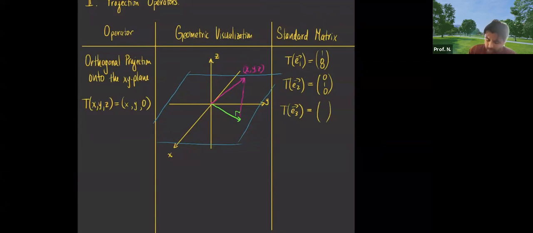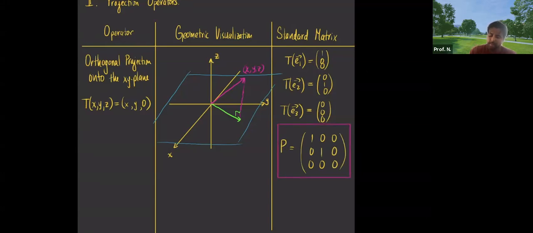All zeros, that's right, 0, 0, 0. So then what's going to be my associated matrix to this? This would be 1, 0, 0. This would be 0, 1, 0, and then 0, 0, 0. I'm going to use P for this, for projection matrix. So this is a projection matrix onto the XY plane.